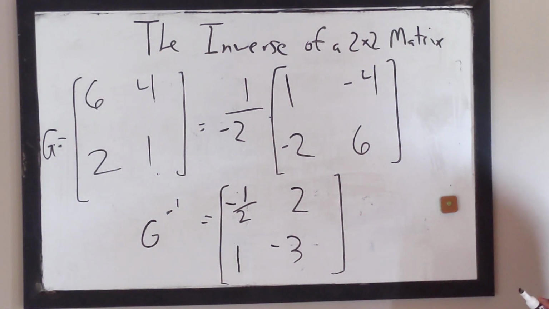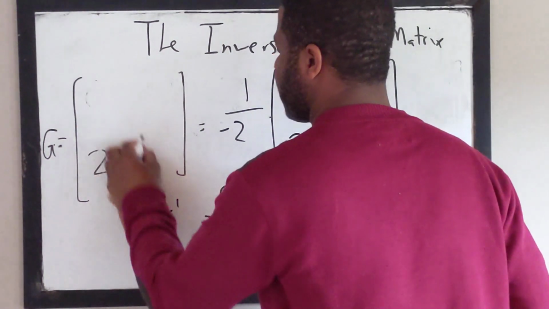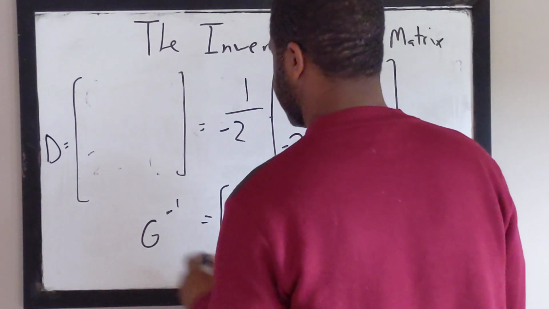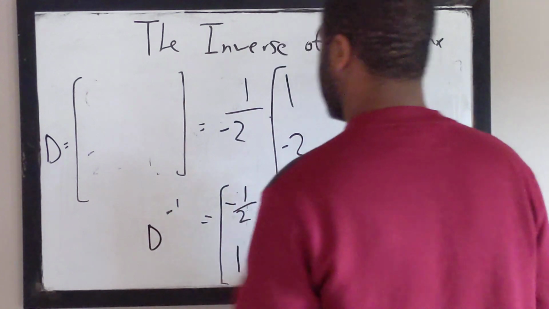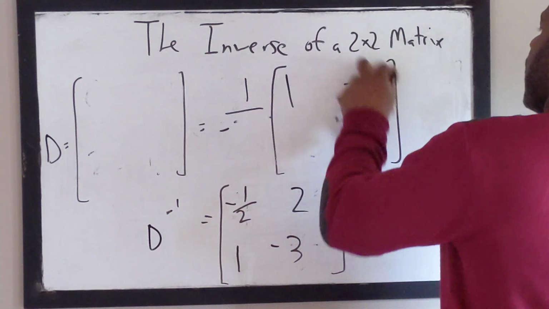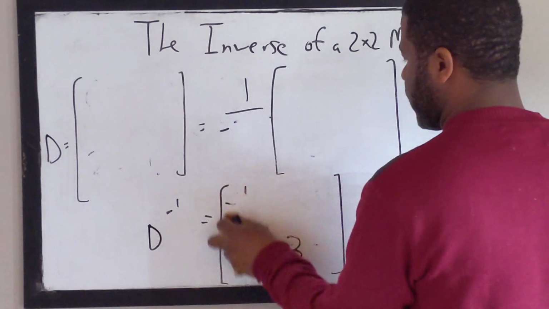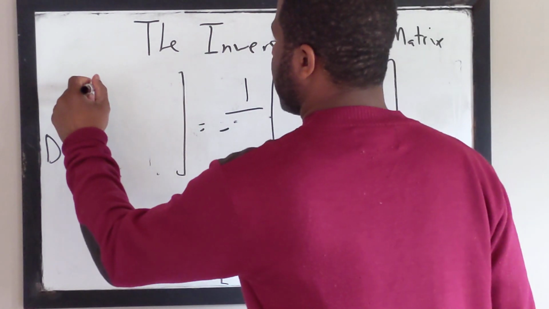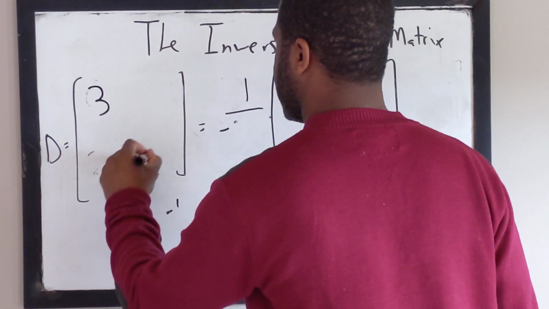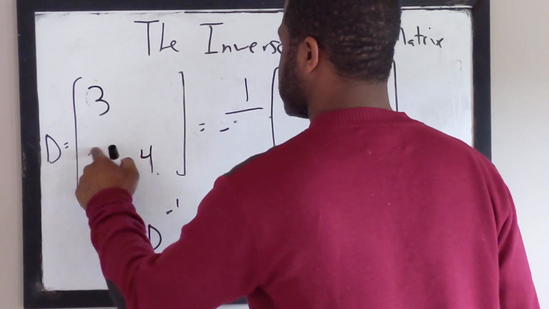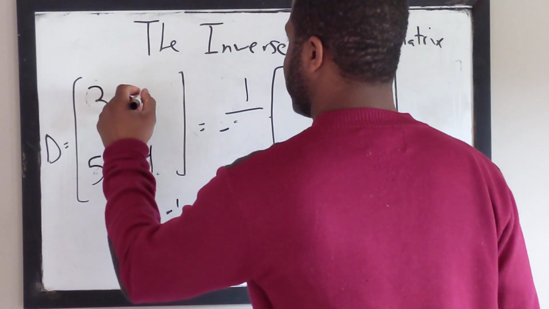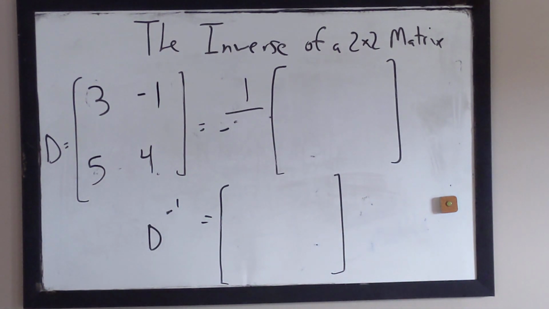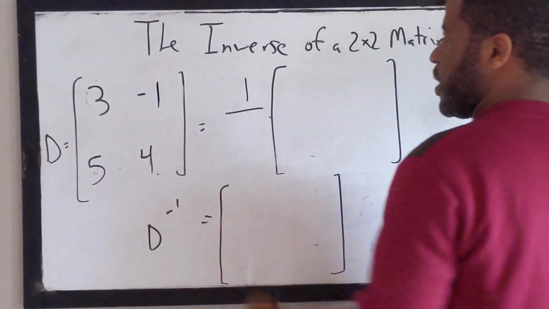And now let's do one, well, I want to do 2 more. All right, let's say this one is D. Now we have 3, 4, 5, and -1. Okay, this is going to give us some different numbers, all right?